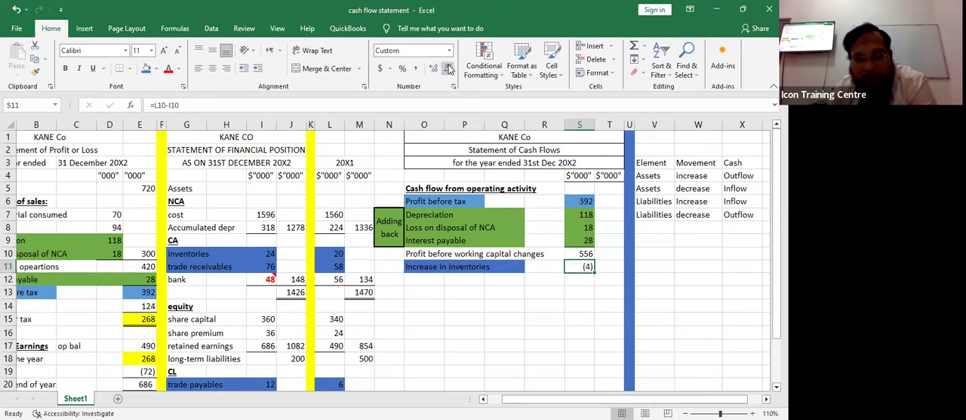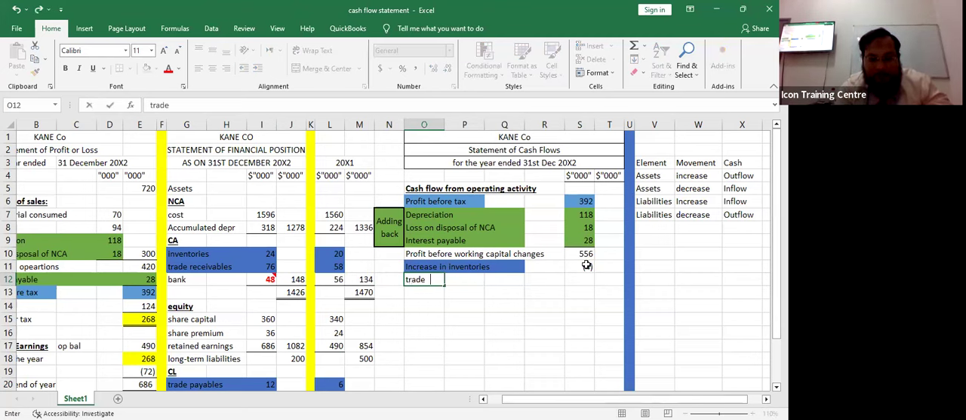Ma'am Radha, can I ask a question? Inventory is increasing, so why am I subtracting here? Because we are preparing the cash flow statement. So inventory is increasing because you have paid cash. So we have to subtract it.